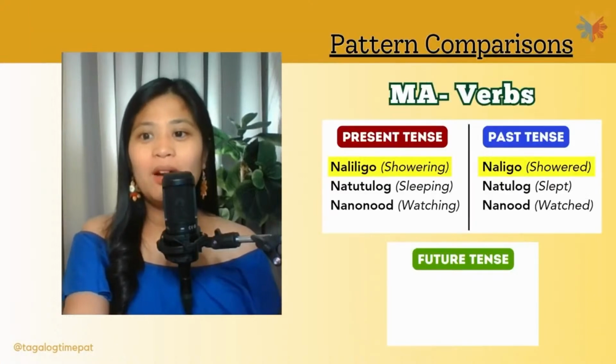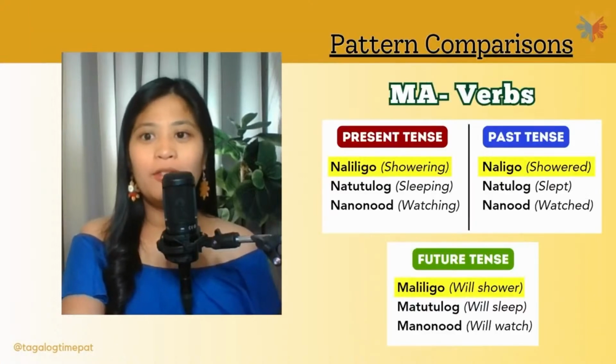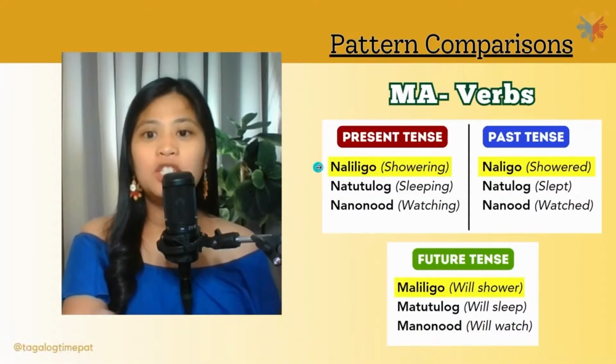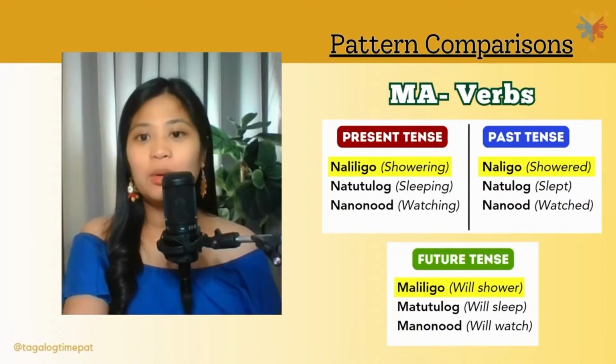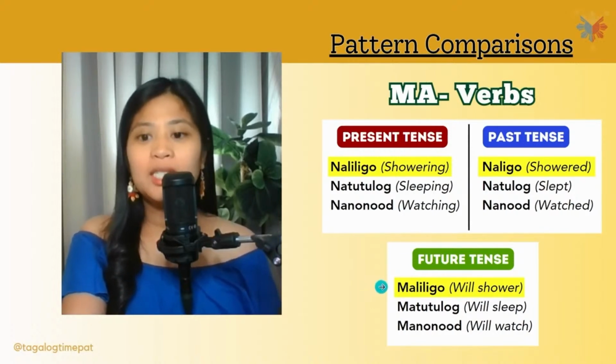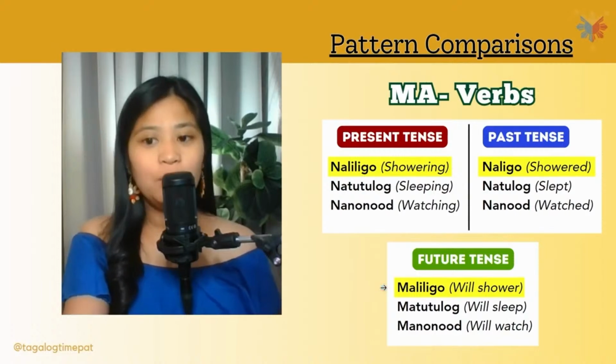Now let's compare all of the tenses together for ma verbs. Let's just take a look at the highlighted ones. Maligo means to shower. In the present tense, it's naliligo ako, showering, taking a shower. Naliligo ako. In the past tense, it's naligo, showered. Naligo. In the future tense, it's maliligo. Maliligo ako, I will take a shower.